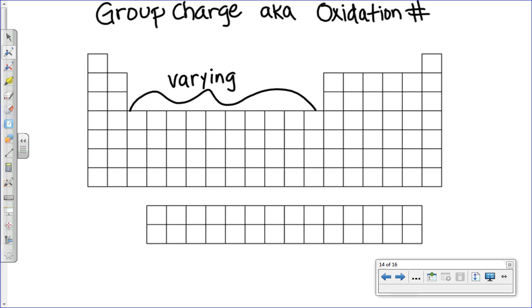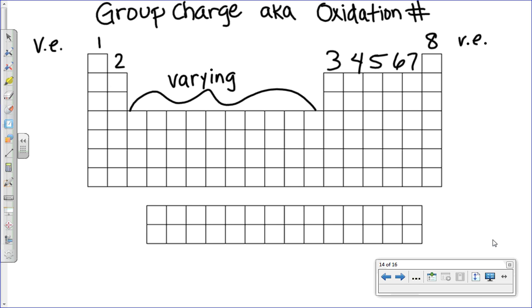But for now, we just want to look at the oxidation numbers for the representative elements. So those are group 1, 2, and then 13 through 18. So who remembers how many valence electrons the group 1 element has? Okay, so valence electrons. We have 1, then 2, then 3, 4, 5, 6, 7, and 8. And again, those are the valence electrons.